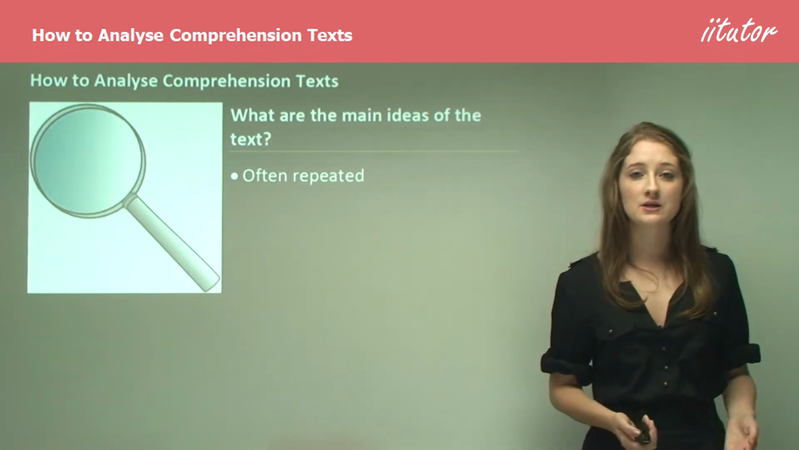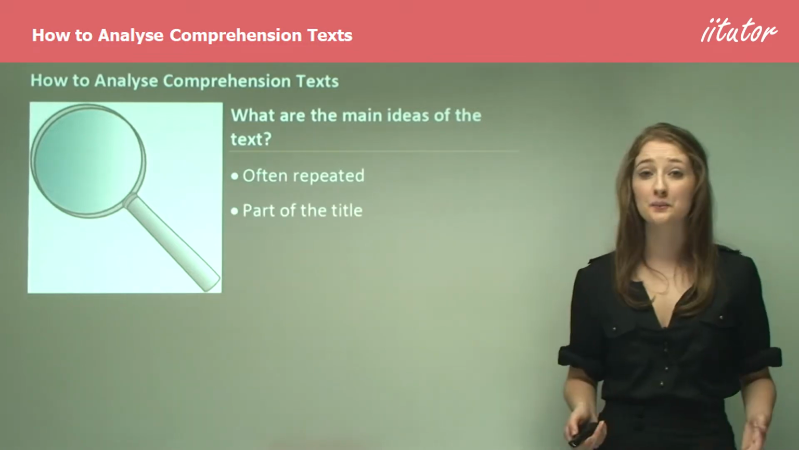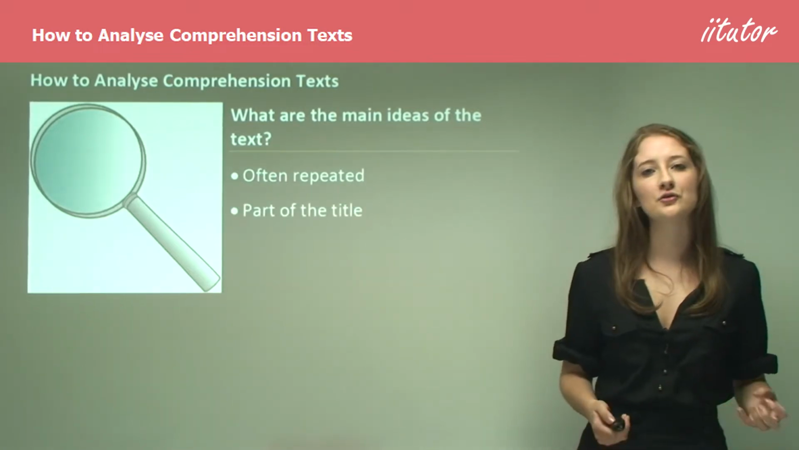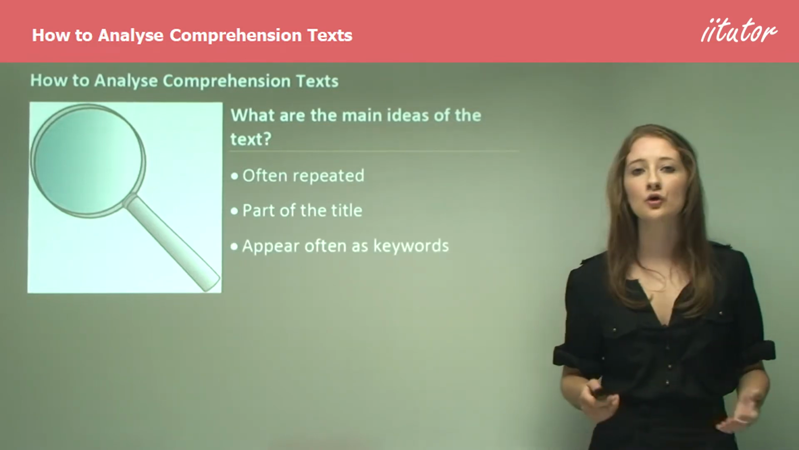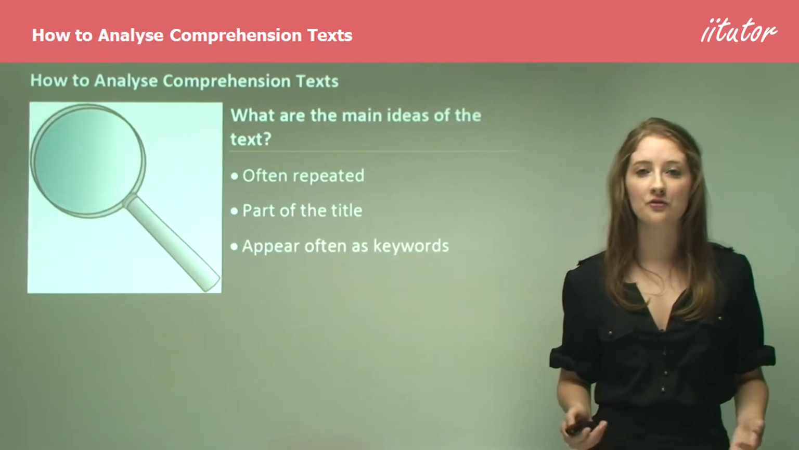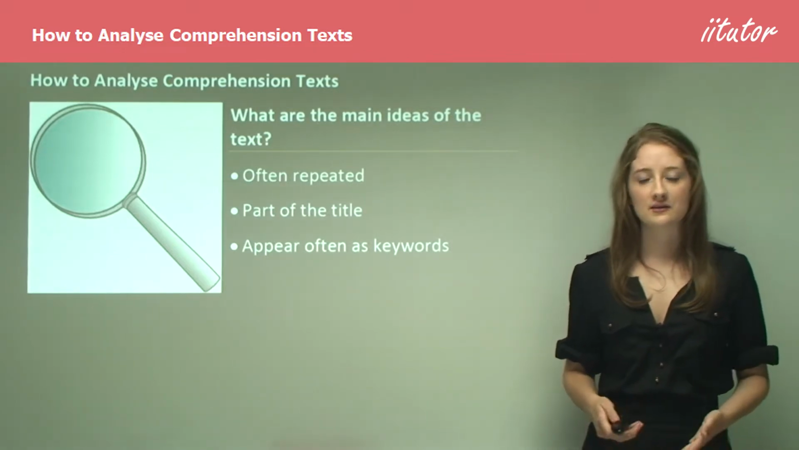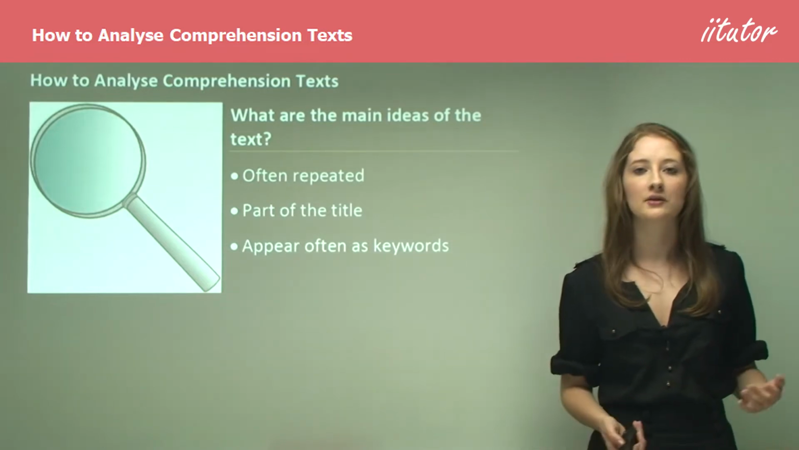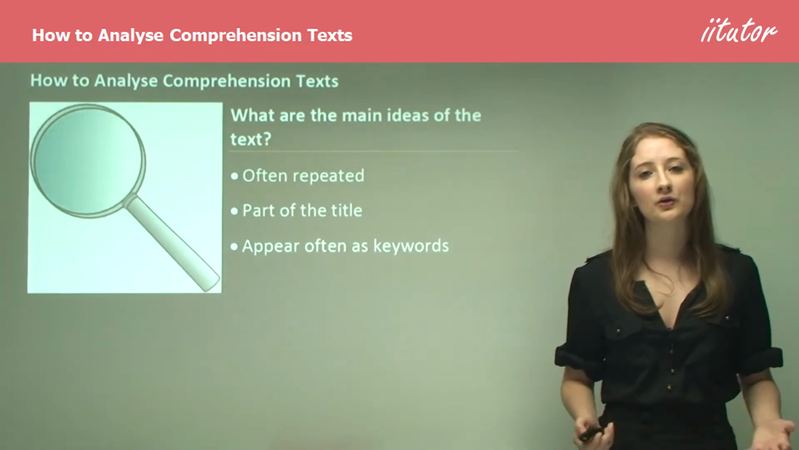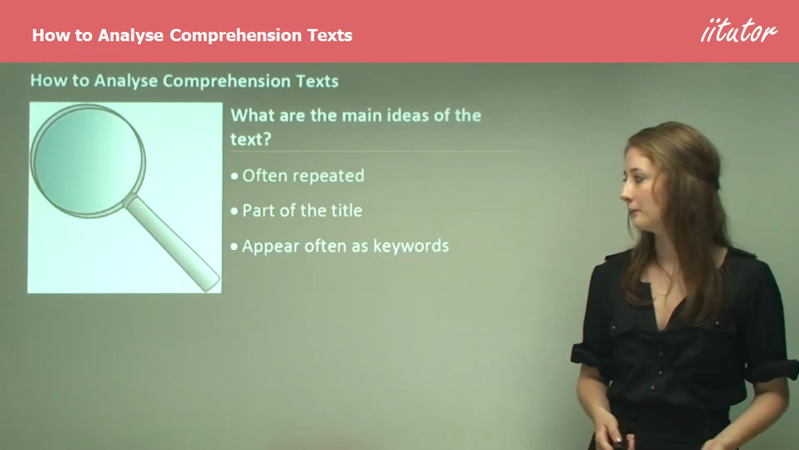These are often repeated throughout the text as motifs and images. They could be part of the title, and this could draw you to the main idea straight away. It can also appear often as keywords throughout. For example, if it's a feature article, each topic sentence might have the same keyword in it, such as if your area of study was the migrant experience, it could be including keywords like migrants, refugees, and exile.